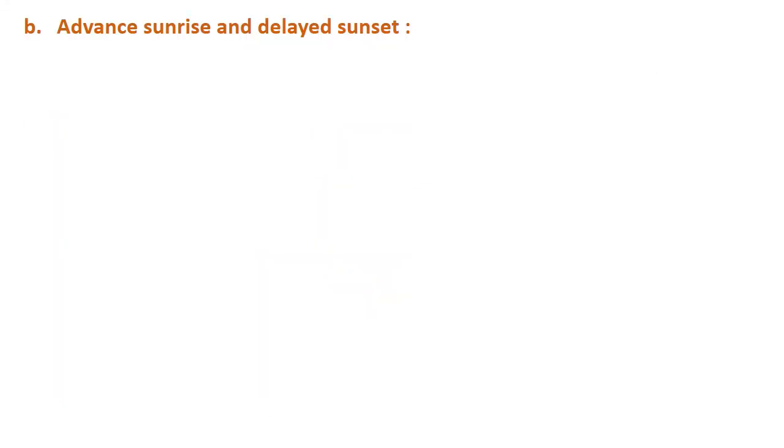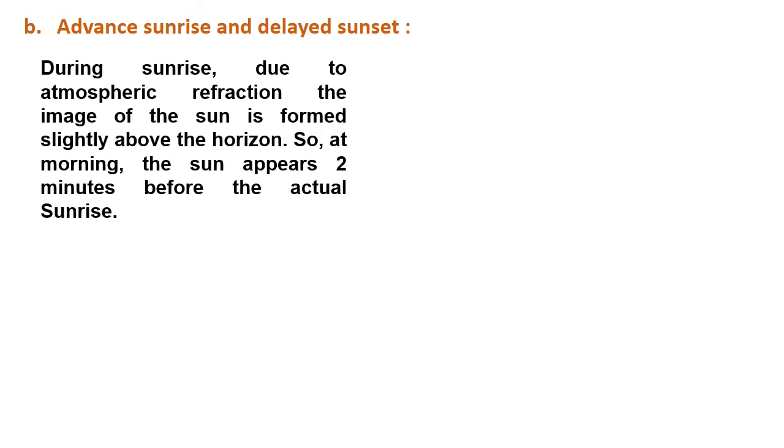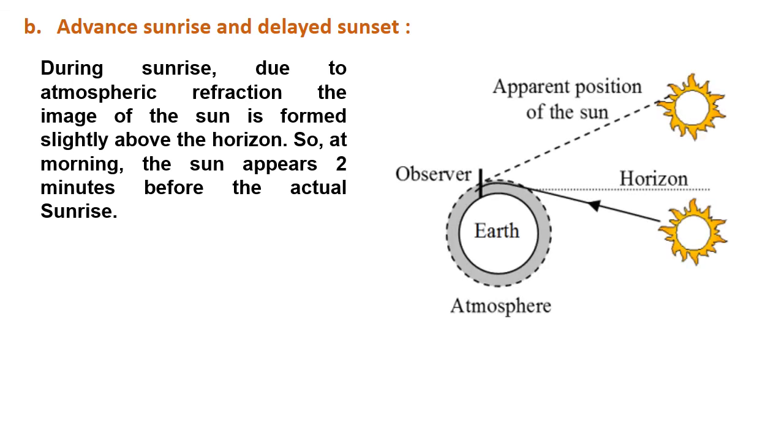Now the next topic to be discussed under atmospheric refraction is advanced sunrise and delayed sunset. During sunrise, due to atmospheric refraction, the image of the sun is formed slightly above the horizon. So in the morning, the sun appears 2 minutes before the actual sunrise. Here let me consider a diagram. So this is the earth and this line represents the horizon, which separates the surface of the earth and the sky.